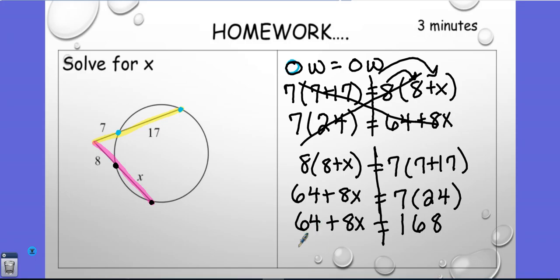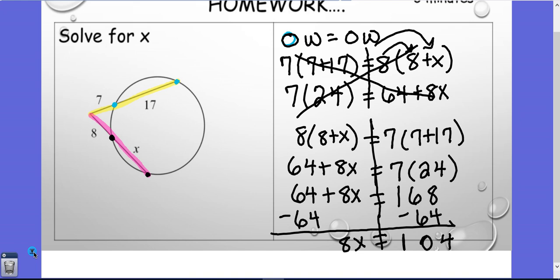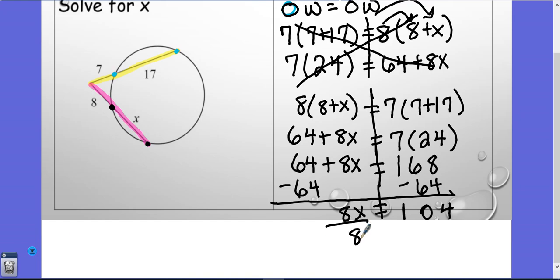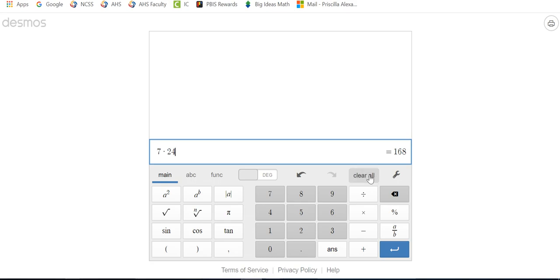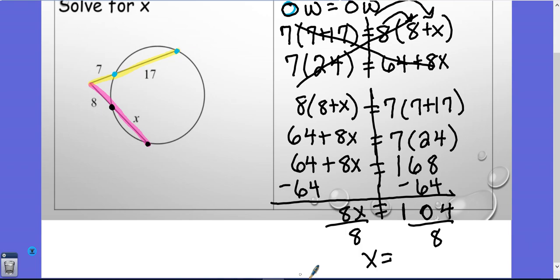Okay, so now this constant is on the wrong side, so I'm going to go ahead and subtract it. So we get 8x, and remember, when you cross over the line, you change the sign, so 104. Then we're going to divide by 8, so x equals 104 divided by 8, and that's 13. So x equals 13.